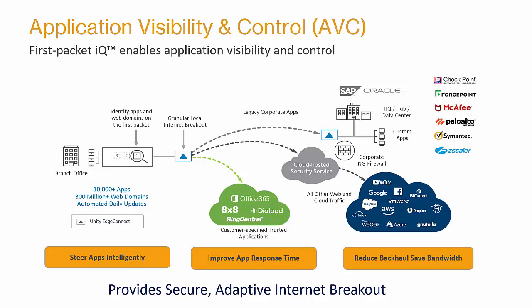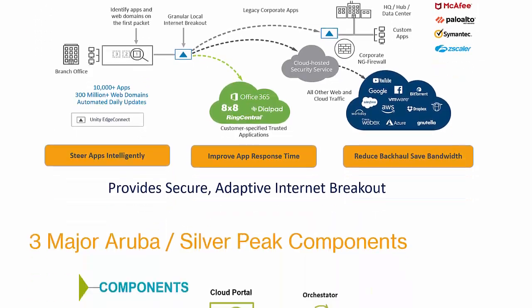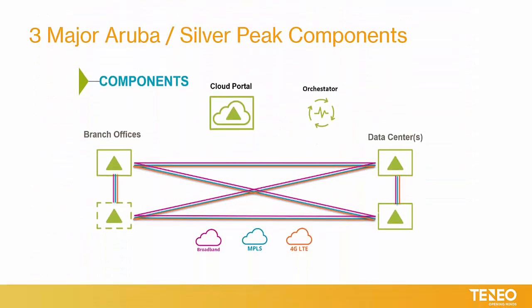Simply put, you configure the BIO to send the user traffic to the destination resource based on the first packet, over the link you specify, with QoS you configure, all from the same orchestrator GUI interface. And don't forget the DPI database is updated from the cloud portal every day with Aruba Silver Peak's first packet IQ technology. Aruba Silver Peak's WAN optimization technology is called Boost, but let's set the table a bit before we jump into that.